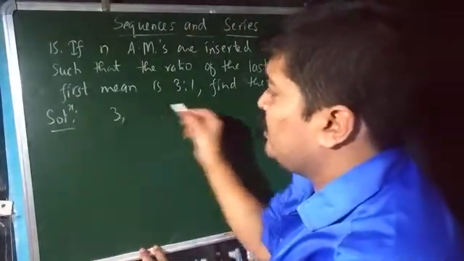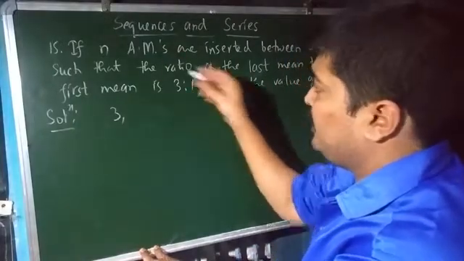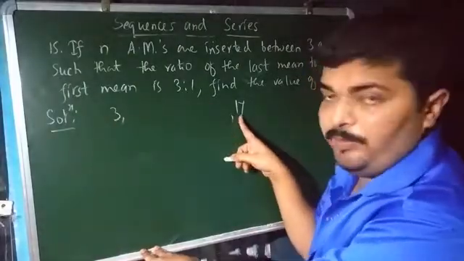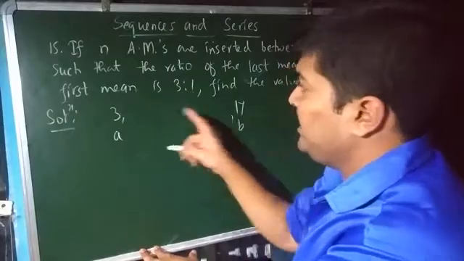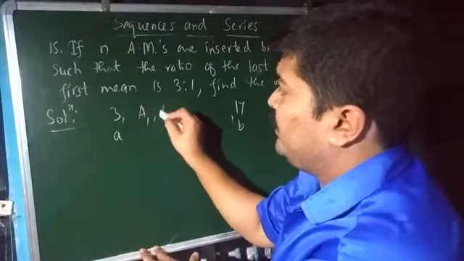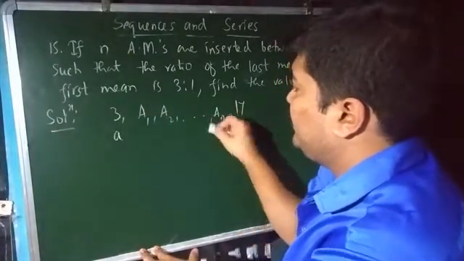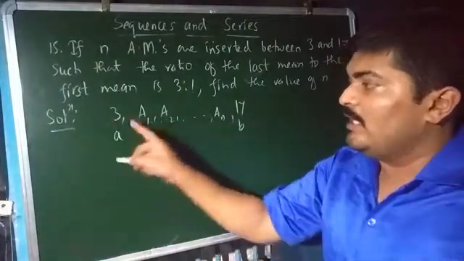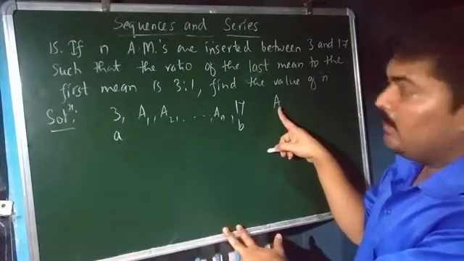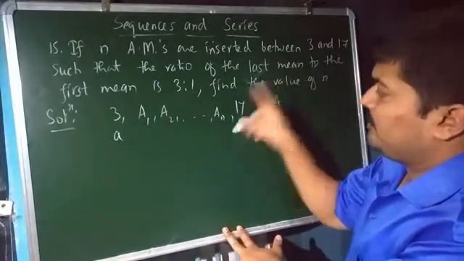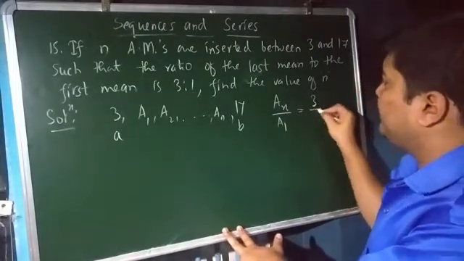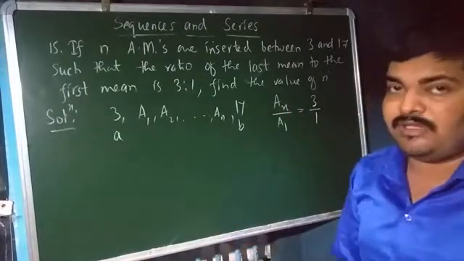See, this is the meaning of arithmetic means, isn't it? You have two terms, call this one A and this one B. Between these two terms, they have inserted n AMs, that means A1, A2 and so on up to An. N arithmetic means are inserted between these two numbers. Now, what have they given? They have given that the ratio of the last mean, that is An, to the first mean, that is A1, is 3:1, and your task is to find the value of n.